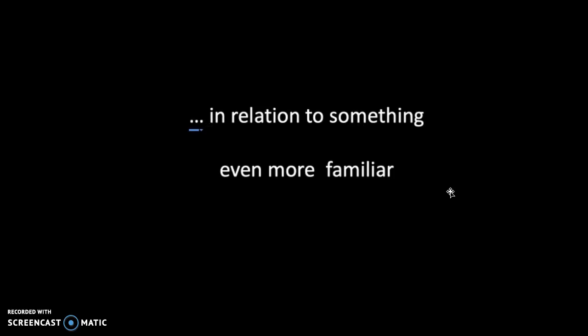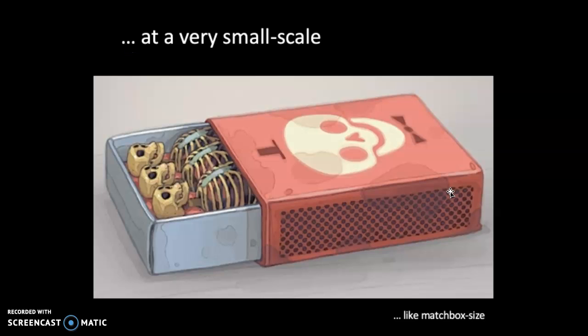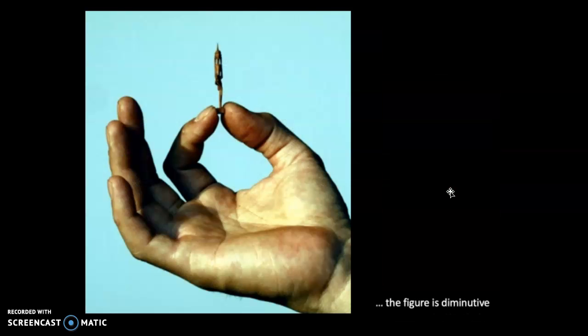Anyways, as you've seen in those brief examples, relative size does matter. But let's also consider the effects of scale in relation to something even more familiar. Okay, that was kind of abstract geometric forms, but now, what about the human figure? We can all relate to that, right? So at a very small scale, like matchbox size, you can see, whoa, look at those little things in there. Those are like little people. That's weird. Okay. Or coin size.